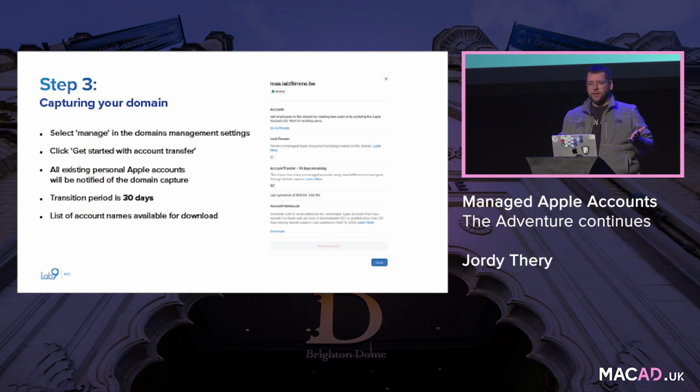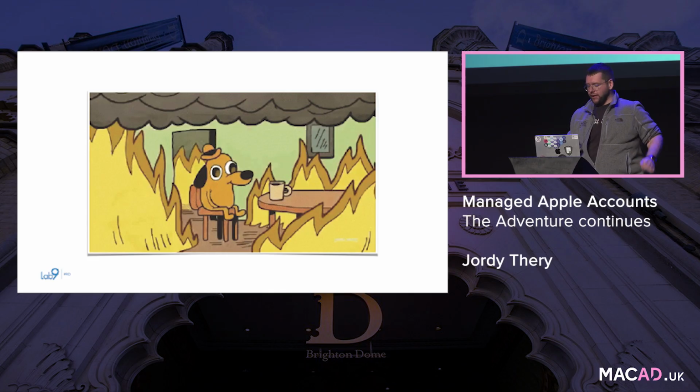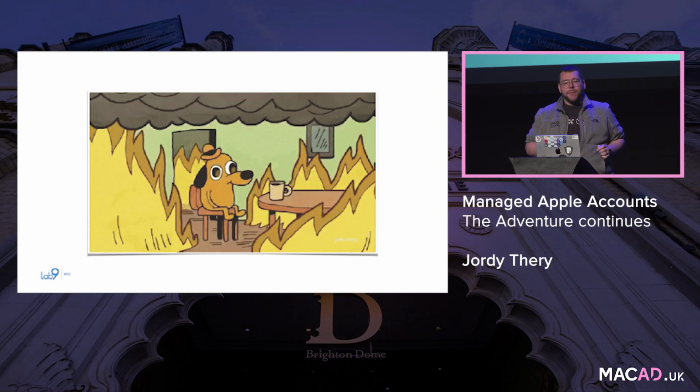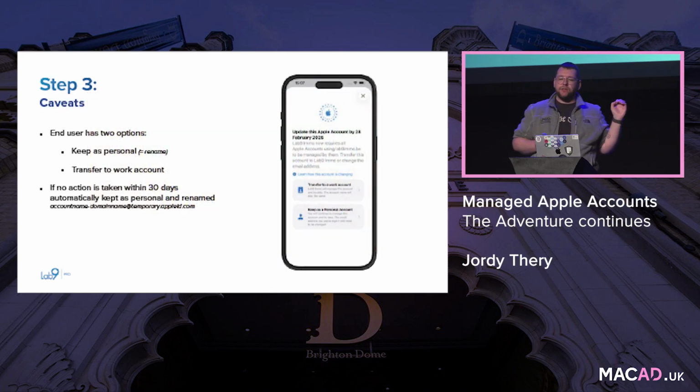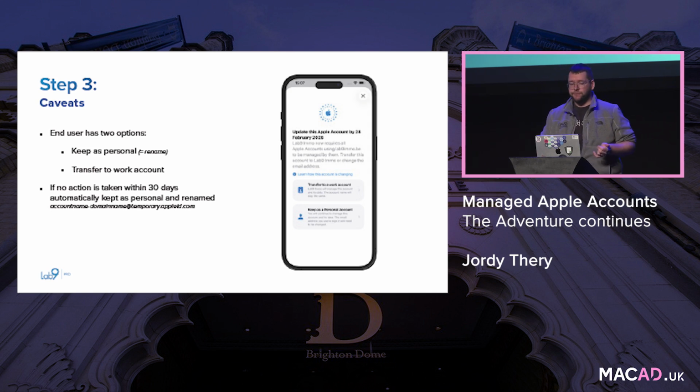But once you press the button, this will probably be you for the next 30 days. This was me for much longer than 30 days. But anyway, let's move forward. This is the notification that your end users are getting. So they get a pop-up on their device, they get an email as well, indicating that they either need to keep the account as personal or transfer to a work account.